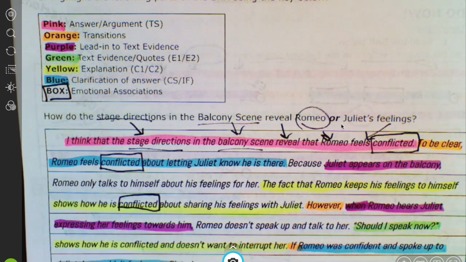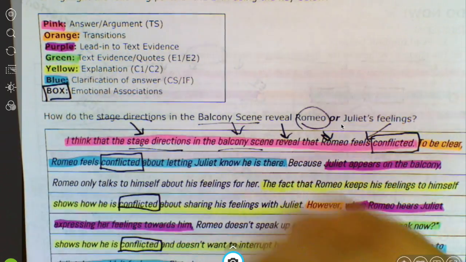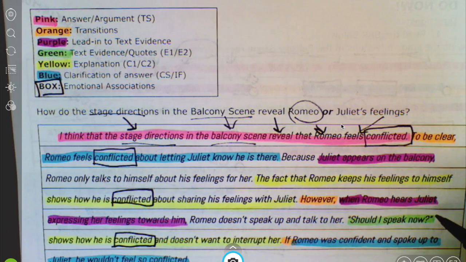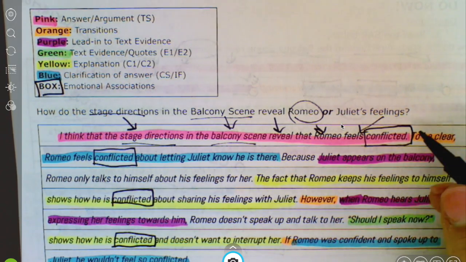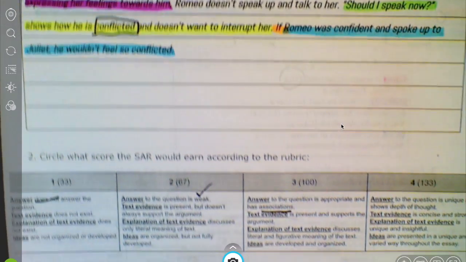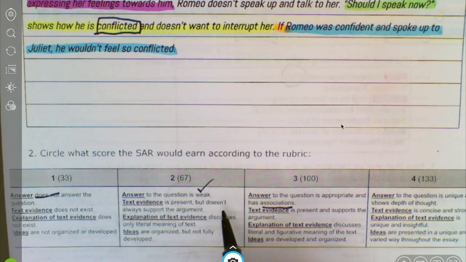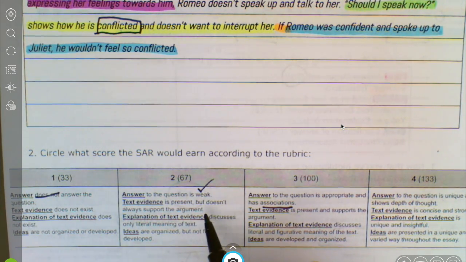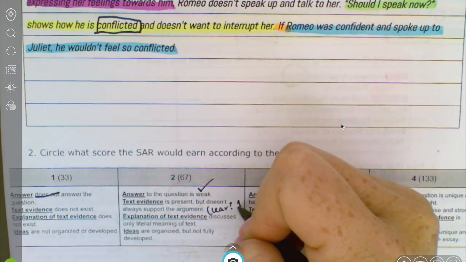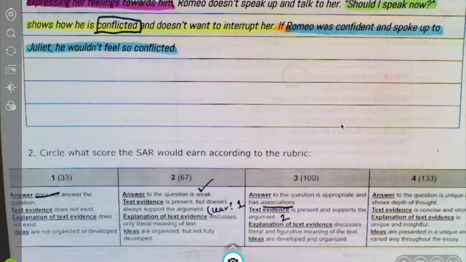However, when Romeo hears Juliet expressing her feeling towards him, Romeo doesn't speak up and talk to her. Should I speak now? Shows he is conflicted. Again, the same word, all right? And I do have one piece of evidence here. Now, the evidence does show how he is conflicted, the should I speak now part, but it's explained again with that same word. So when I go down to this rubric, it says text evidence is present but doesn't always support the argument. It does, but it's not necessarily clear on how it supports the argument. Also, there's only one piece of text evidence, and here I have 2, which is what we need.